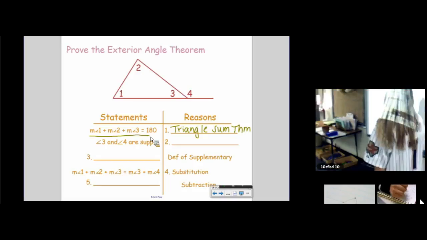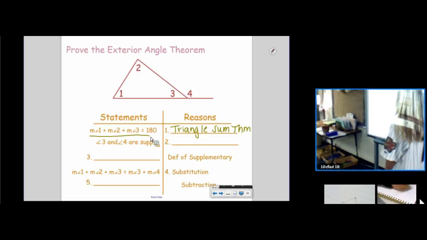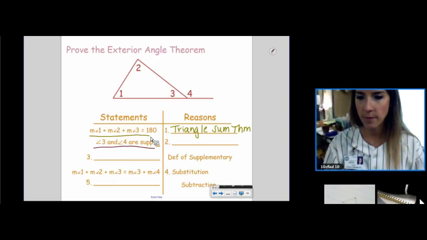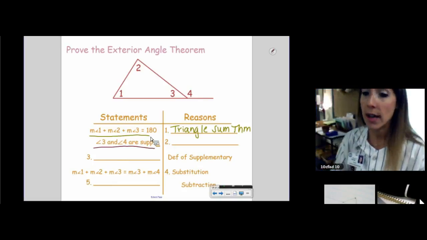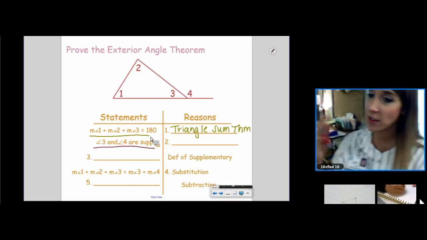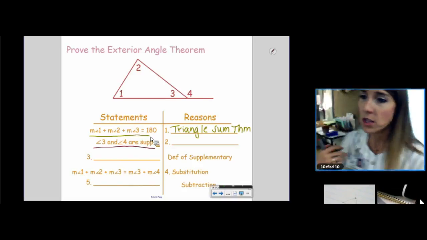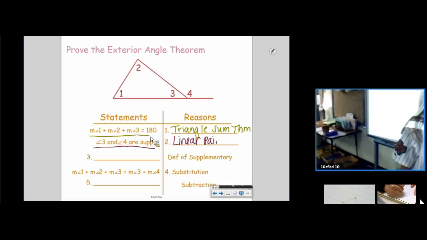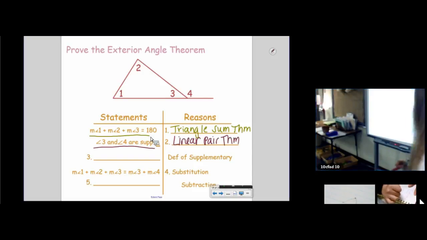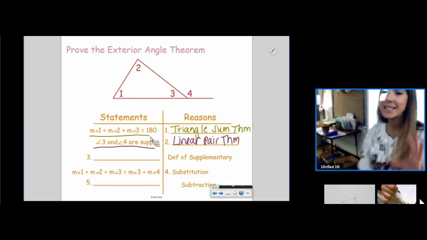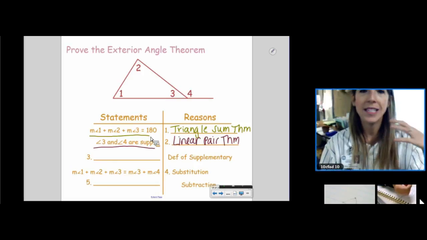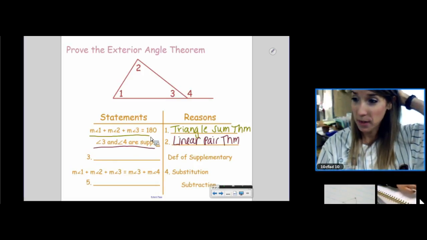Okay. Now, we want to say that angle 3 and 4 are supplementary. Why are we allowed to say that 3 and 4 are supplementary? Good. Linear pair, what? Is it the definition of linear pair or linear pair theorem? So you do have to be careful which one you're using, but it is the linear pair theorem. Okay, so now we said that they're supplementary.